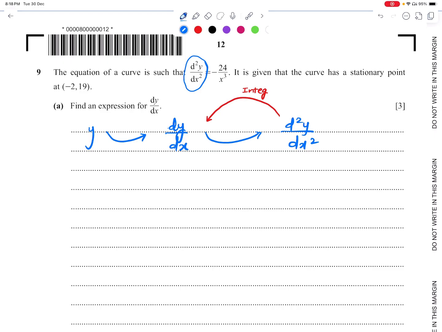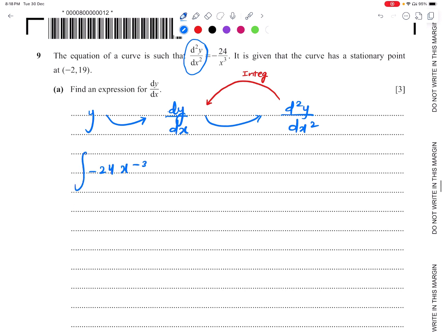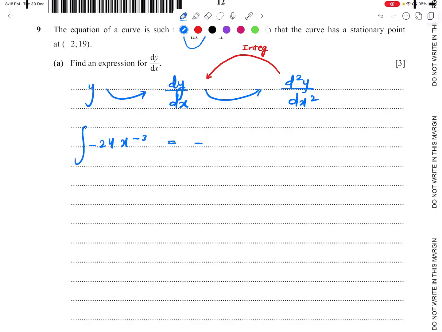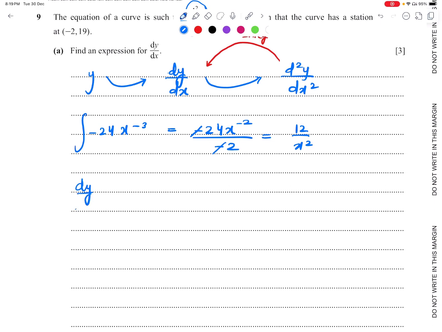If I try to integrate it, this is going to be -24 x^-3. This is going to become -24. I'm going to add 1 to the power. That's going to be -2. And I'm going to divide by the power. That's going to be -2. The negatives cancel out. That leaves us with 12 over x squared. So dy by dx is equal to 12 over x squared plus c.